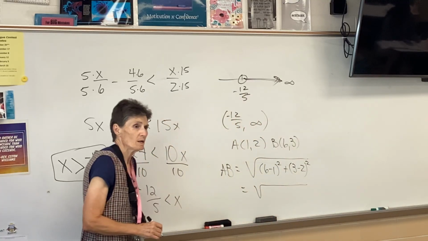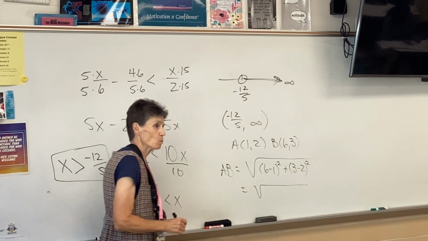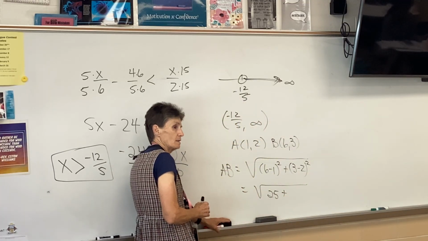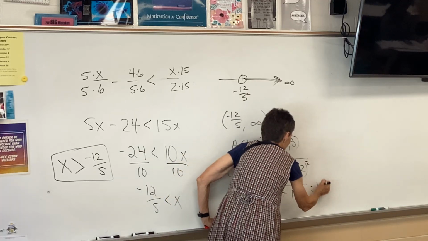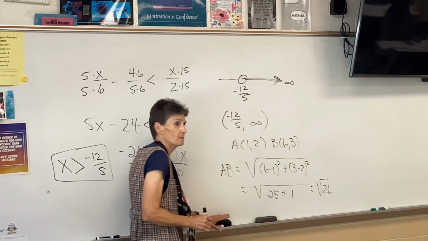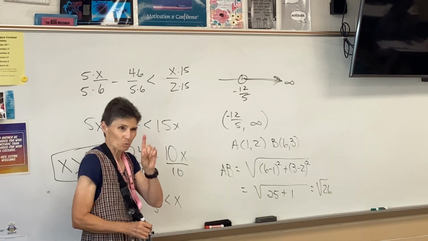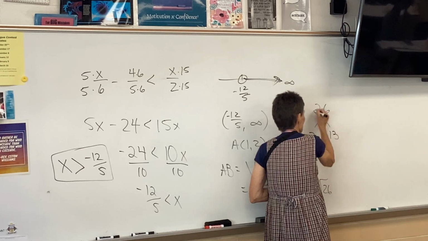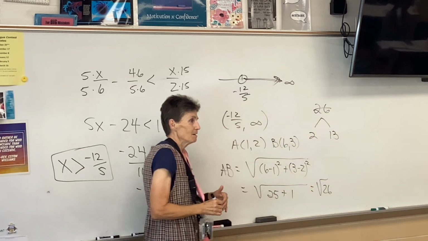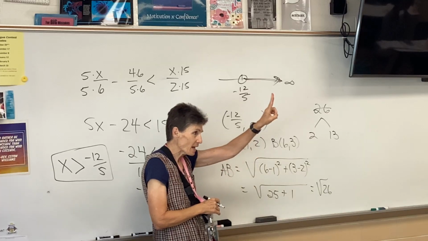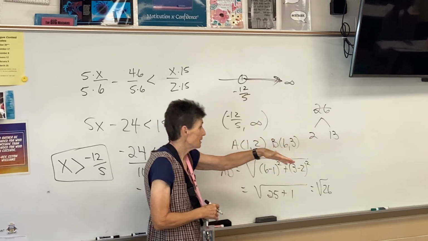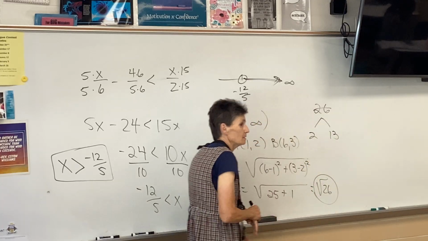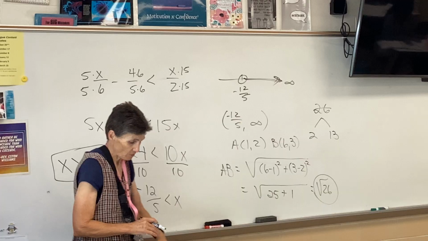So 6 minus 1 is 5, squared is 25, right? 3 minus 2 is 1, squared is 1. 26. Root 26. Yeah. Now be careful. 26 breaks down into 2 times 13, right? But if you're gonna simplify, you have to have 2 of something. Do I have 2 of anything? No. So this is your answer. That is your answer.